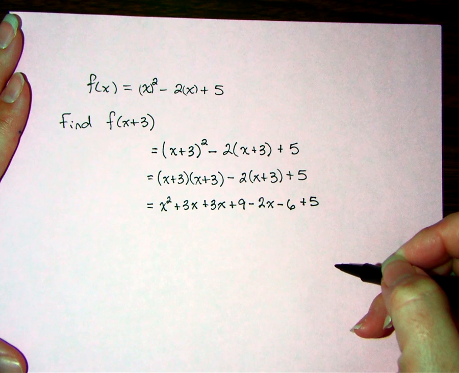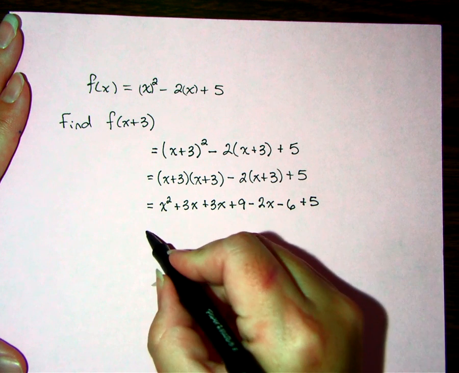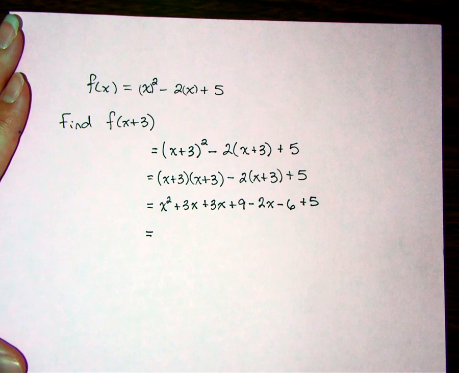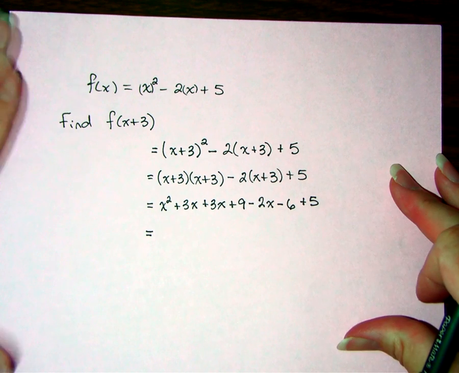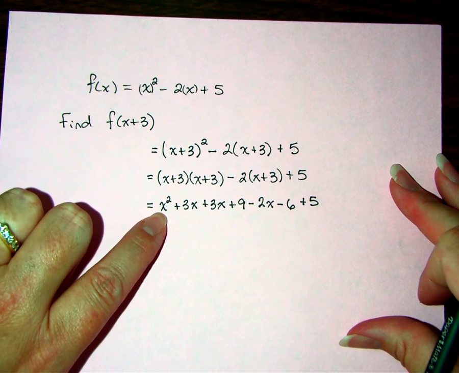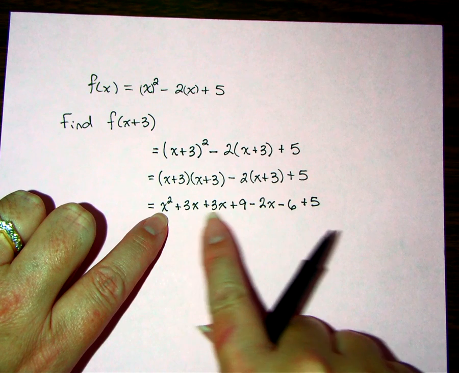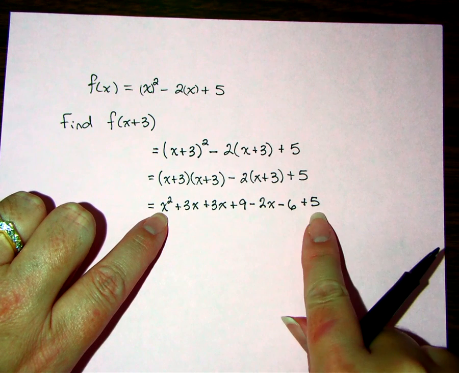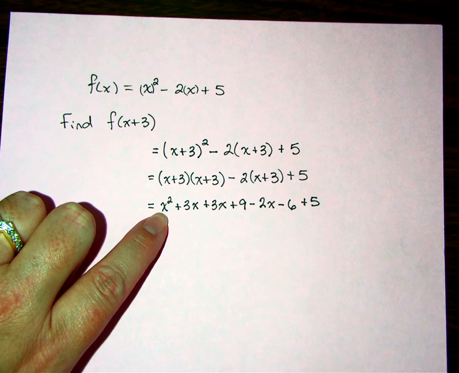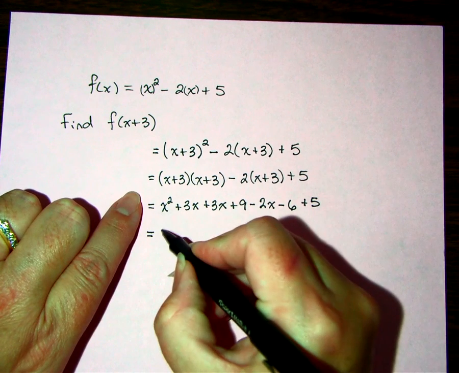Now we need to go through and combine all of our like terms. Like terms are terms that have the same variables with the same exponents. So my first term here is an x squared term. And if I go through and look, I see that I actually have no more terms that have x squared in them. So there's nothing to combine with this one. So I'm just going to leave it as x squared.